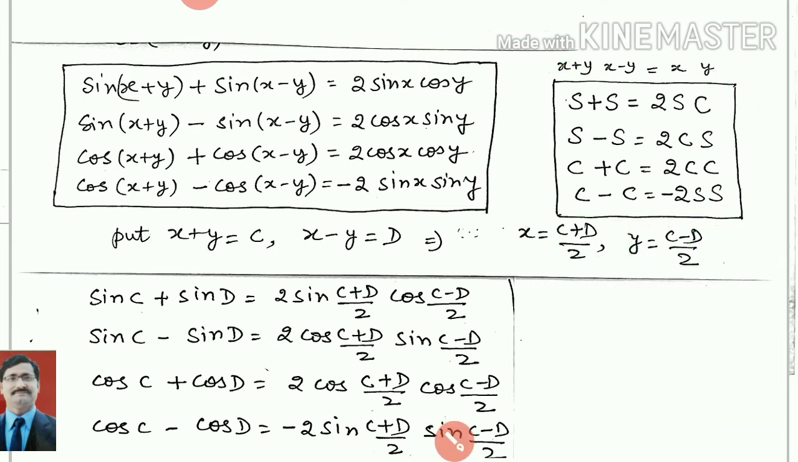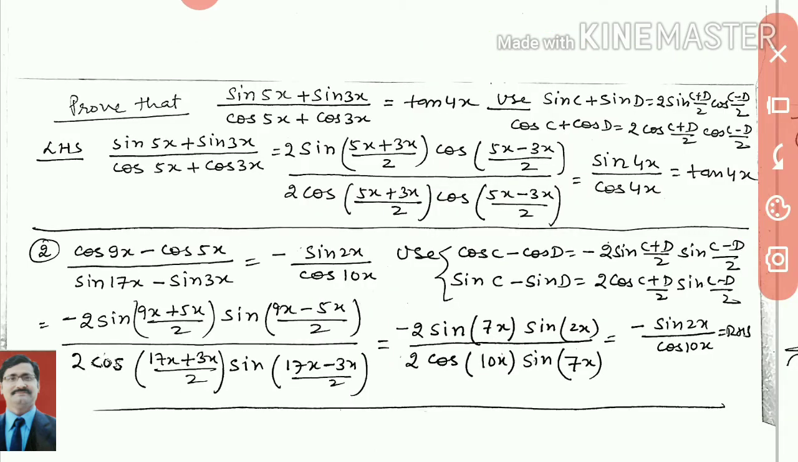Okay, now we will do questions. First question: you have to prove that (sin 5x plus sin 3x) upon (cos 5x plus cos 3x) equals tan 4x. We have to use sin c plus sin d equal to 2 sin (c plus d)/2 cos (c minus d)/2, and in the denominator we will use cos c plus cos d equal to 2 cos (c plus d)/2 cos (c minus d)/2.